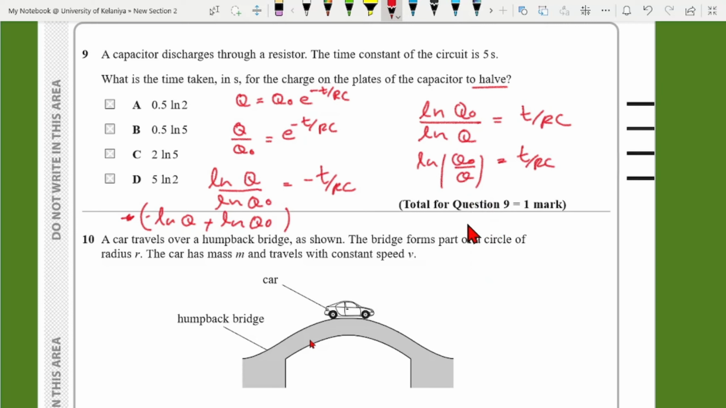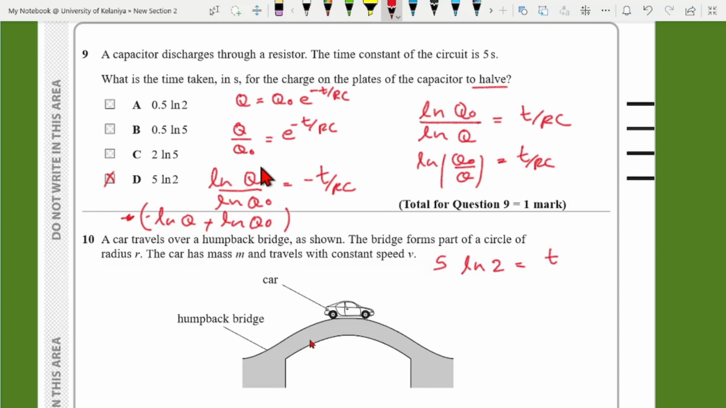Here, Q naught is the previous value, so if it is 1, then Q is 0.5. What you will get here is ln 2 equals t over RC. They have given RC, it is the time constant. If you replace it over here, it is 5 times ln 2, right? So the answer is D. You don't need to do this much calculation for this question. If you are familiar with the equation, I just derived all these things by showing all the algebraic steps that you need to cover. But if you are comfortable or familiar with the steps, you don't need to spend this much time.